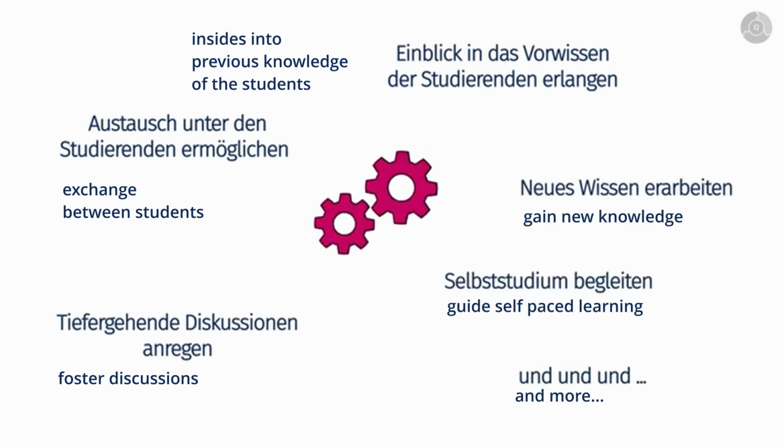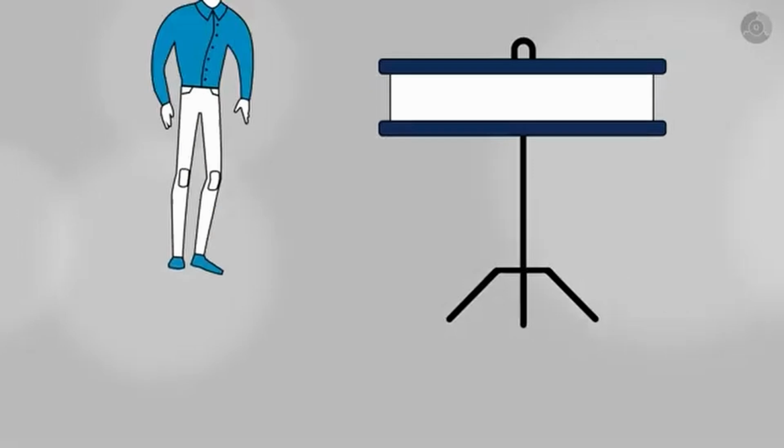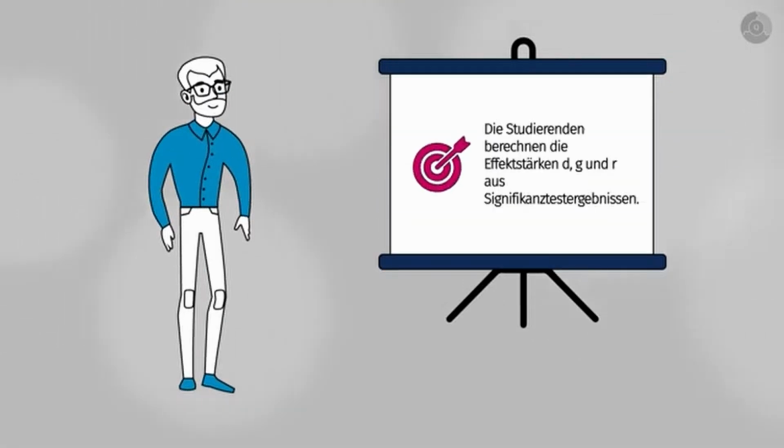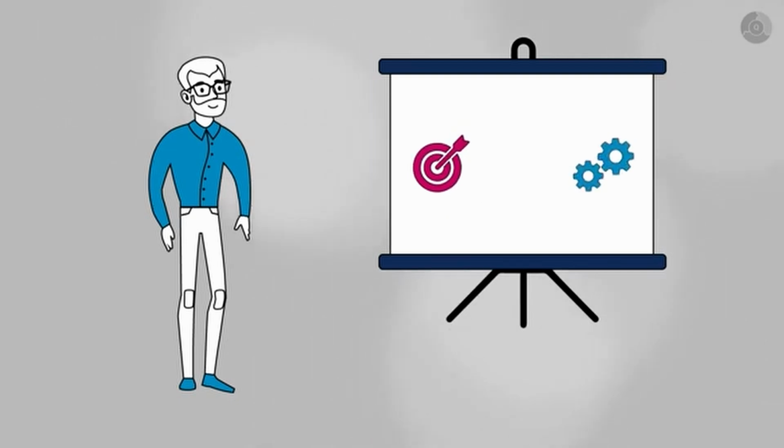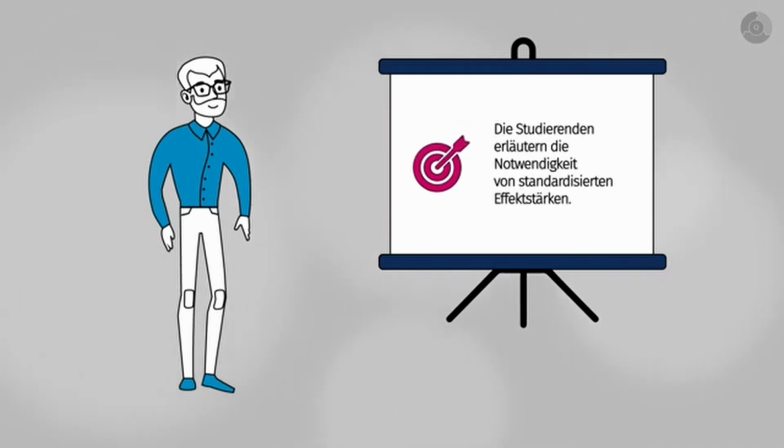Back to Professor Müller. For his learning goal, the students calculate the effect sizes d, g, and r from significance test results. He provides the students with exercises to do at home, for example, which he briefly solves at the beginning of the next course. He would like to support the learning objective. The students explain the necessity of standardized effect sizes through the method of marble groups.